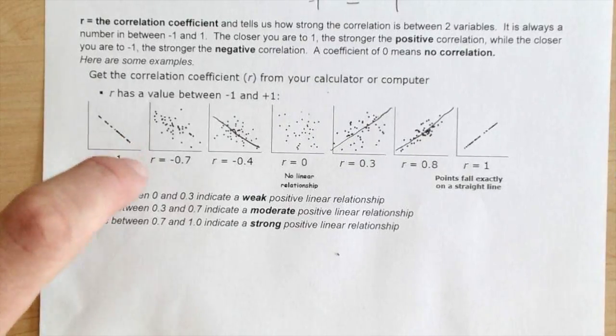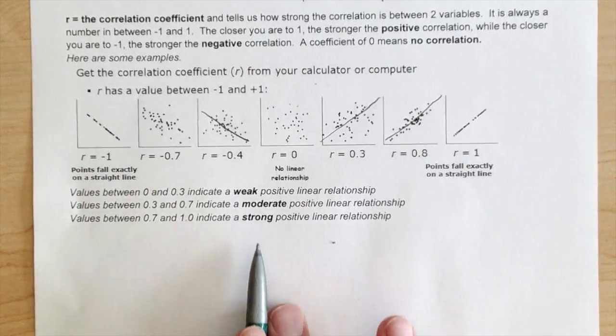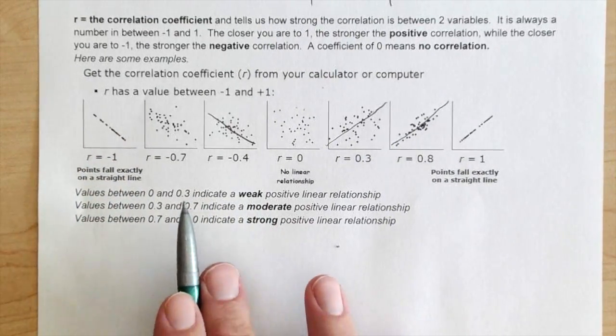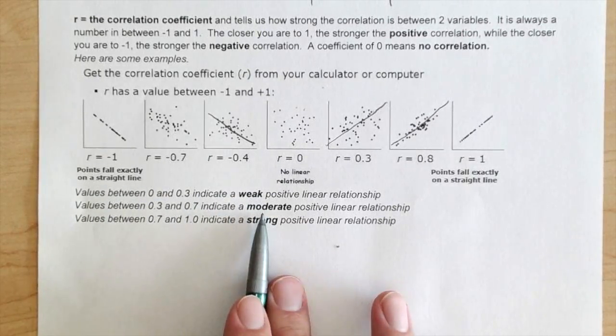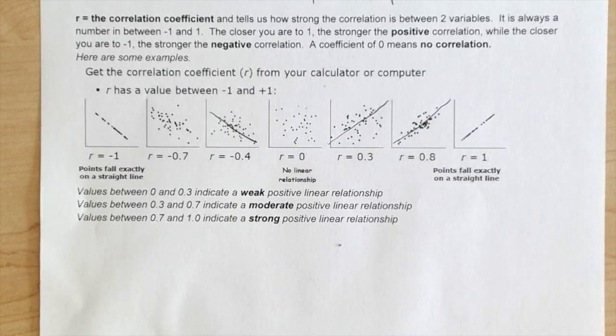And this is in your packet. And this was my little notes too. 0.3 is the perfect weak, like a classic weak. 0.7 is a perfect classic strong, and 0.5 is a classic moderate.